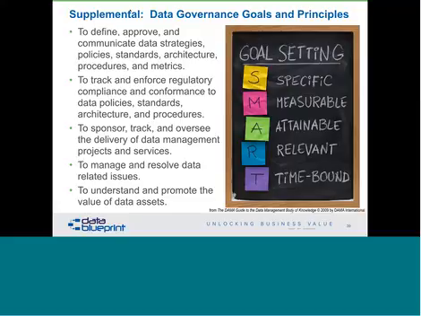But what are you trying to do with your data governance? And the idea is you're trying to focus around policy standards, architecture, procedures, and metrics. You're trying to look at regulatory compliance and conformance to policies. You're trying to improve the way data is delivered to projects and services. And you can't do that if you can't track them and oversee them. You, of course, want to resolve data-related issues and, lastly, promote the value of data assets.